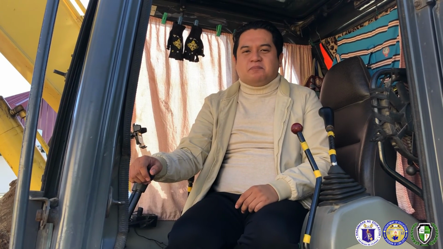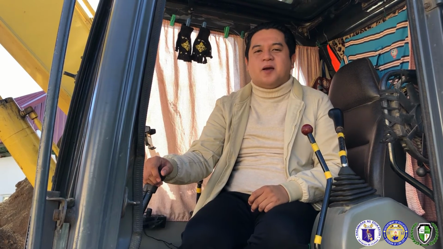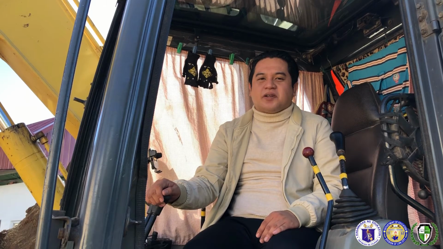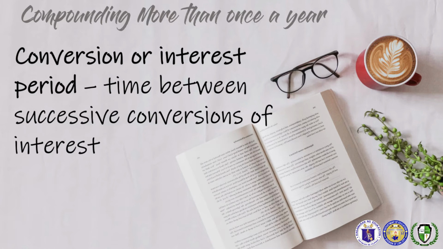In the previous example, the interest is compounded annually. However, there are cases that the interest is compounded more than once a year. So in this case, additional terms must be clarified. Frequency of conversion, or M: number of conversion periods in 1 year. Conversion or interest period: time between successive conversions of interest.